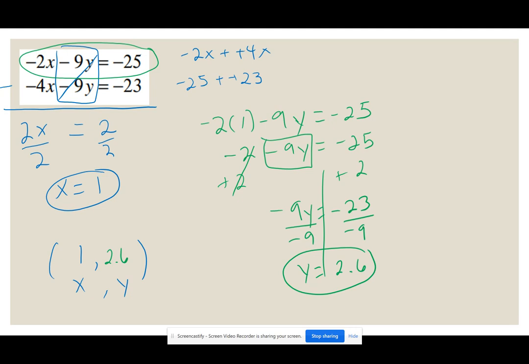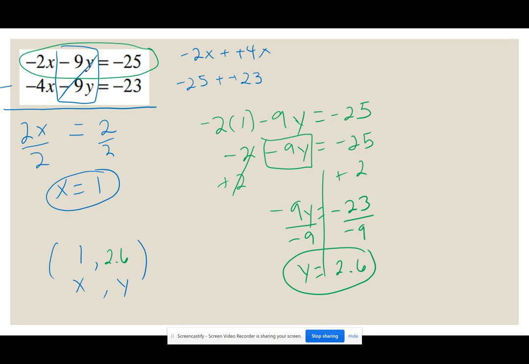All right, if you want to double check to make sure you did this correctly, you can plug both those numbers in for x and y, and the equation should balance itself out. You could also graph both equations, and you should get an intersection at 1, 2.6. Okay, so again, make sure that you're on the lookout for zero pairs, same signs subtract, different signs add.